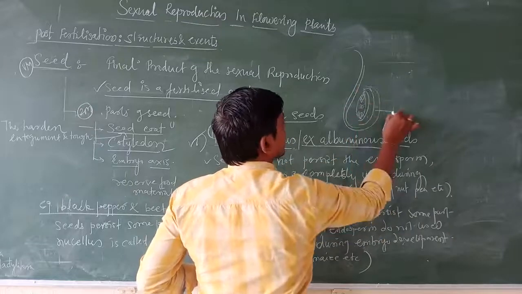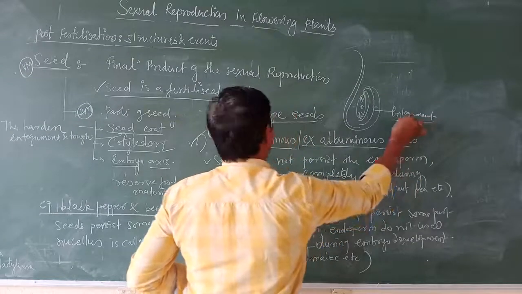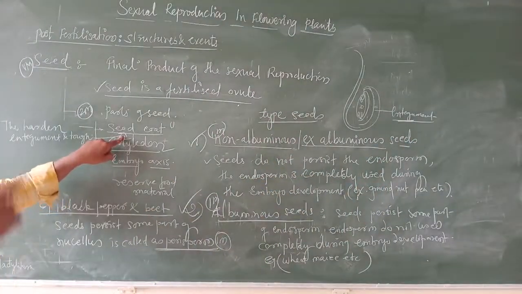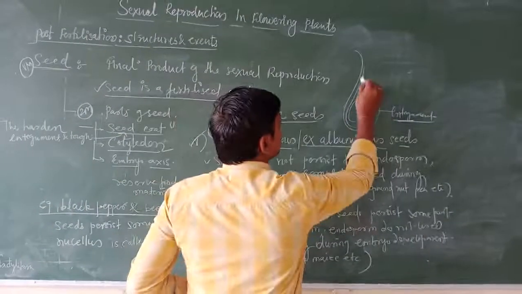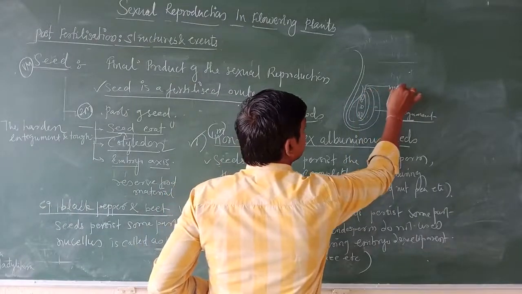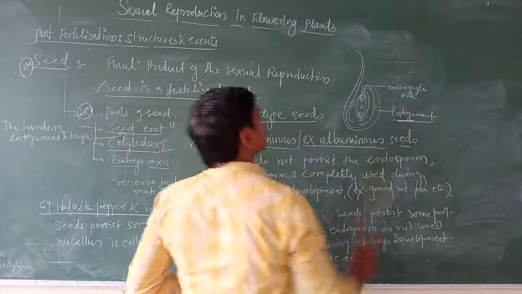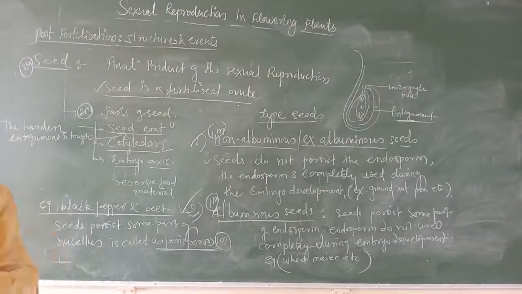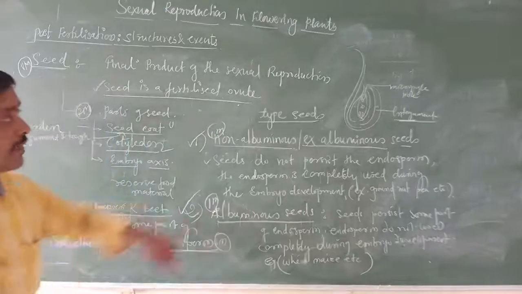Okay. So these are integuments. And these integuments are going to form a seed coat. Whatever we are finding here, the micropyle, a small pore is going to remain in the seed, and that provides the oxygen for the germination.